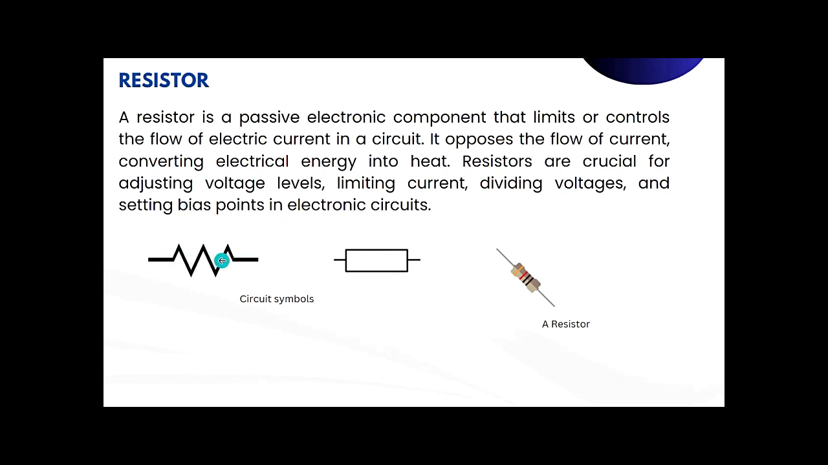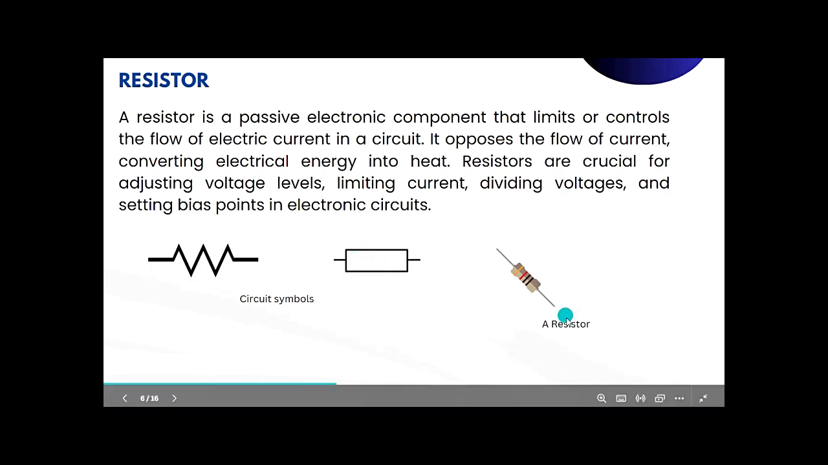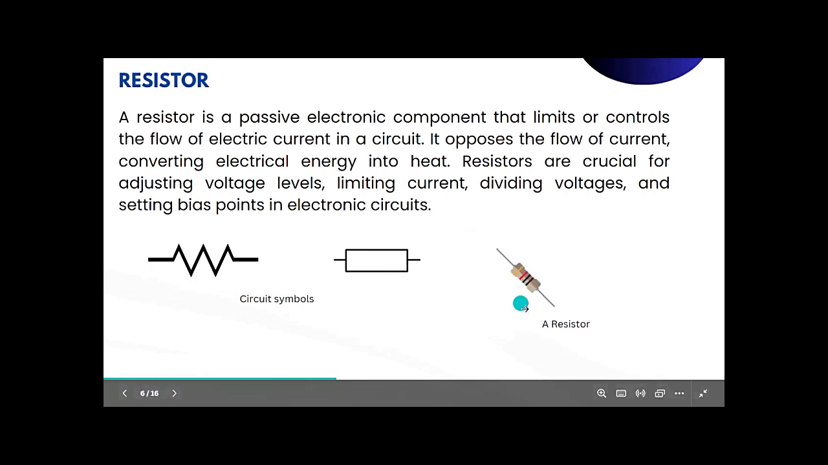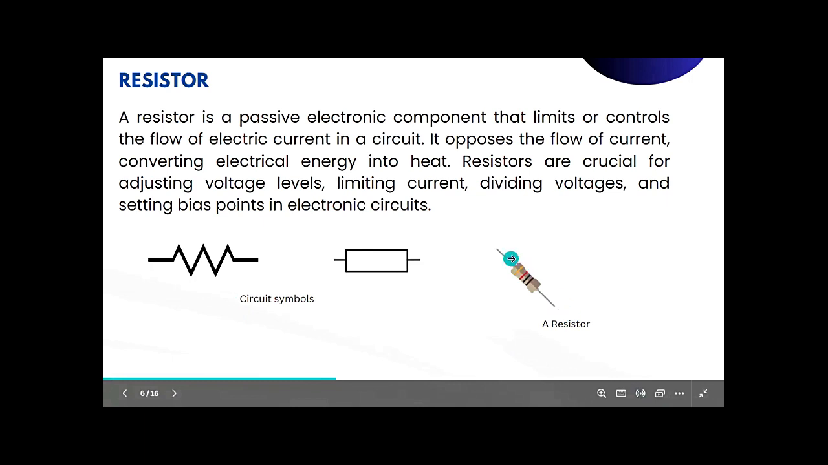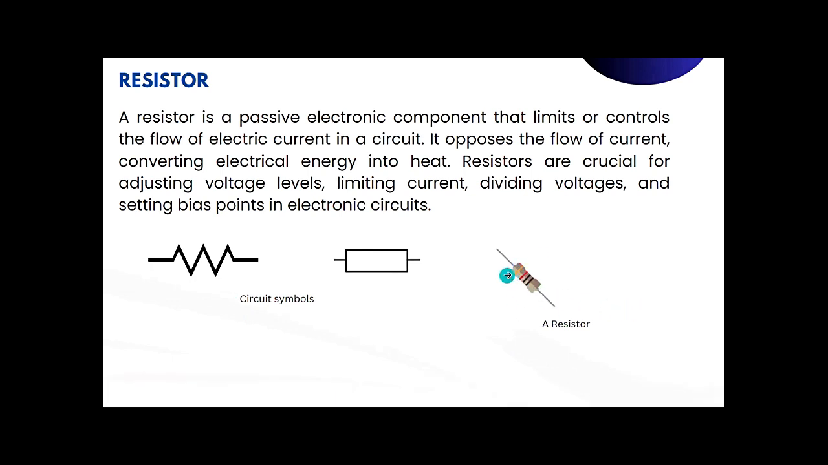As you can see here, these are the two symbols of a fixed resistor. If you see either of these in a circuit, it's definitely a resistor. This is a pictorial form of a resistor, and this is what resistors look like. There are different types of resistors that look like this. There are 4-band, 5-band, and 6-band resistors, and each has different colors, which are called the color codes of a resistor.